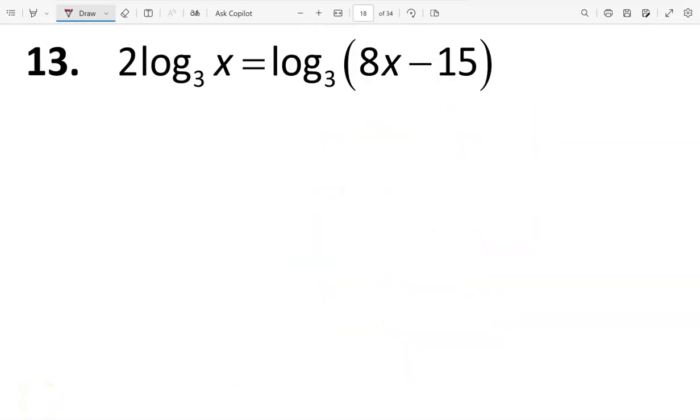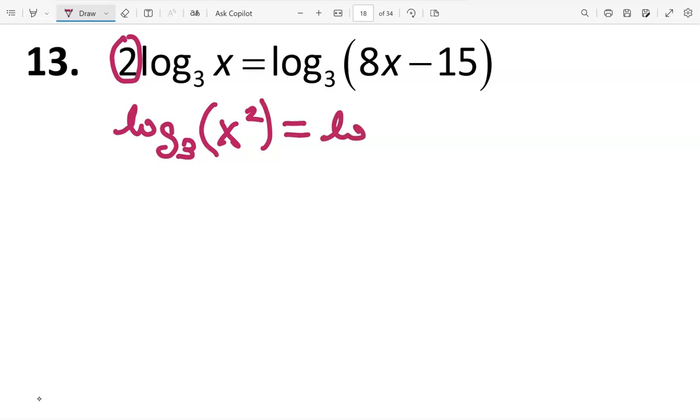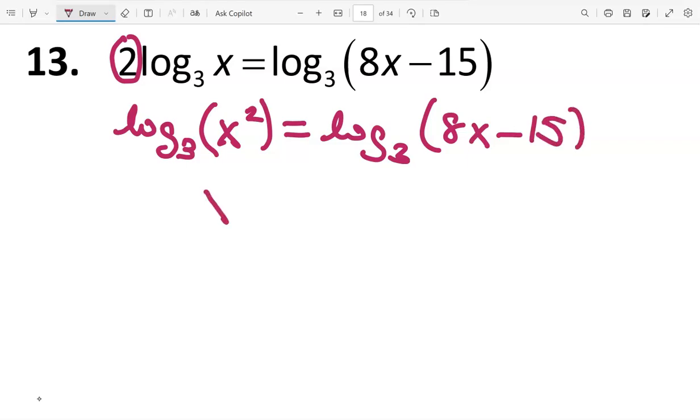In 13, we have two logarithms with the same base on both sides of the equation, but we have a coefficient of 2 here, so we need to use a log property. So 2 times the log of x is equivalent to log base 3 of x squared. And what that does is it gives us two logarithms that are equal to each other. And if two logarithms are equal to each other, then their arguments are equal to each other.